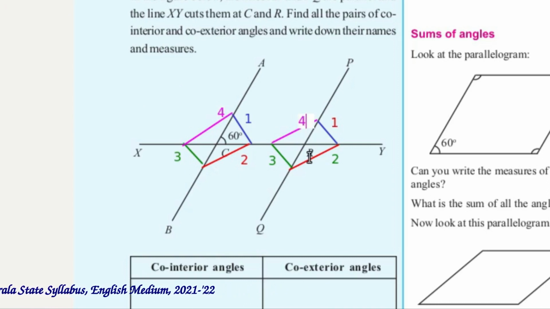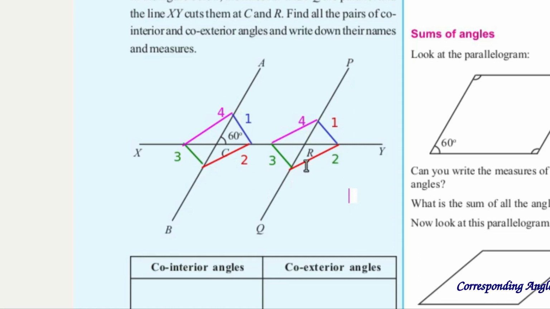Now we have 4 pairs of corresponding angles. This is pair of corresponding angles number 1, here is pair number 2, this one is pair number 3, and this one is pair number 4.